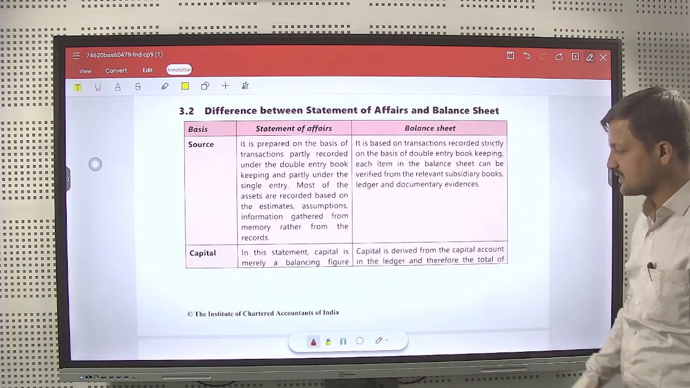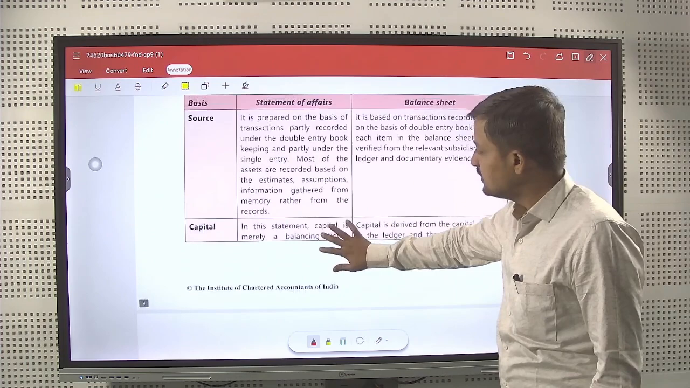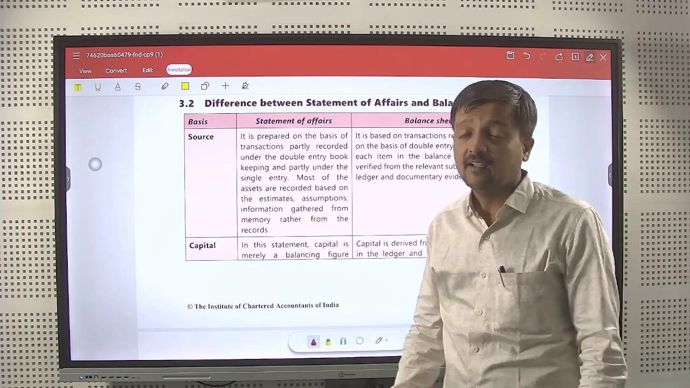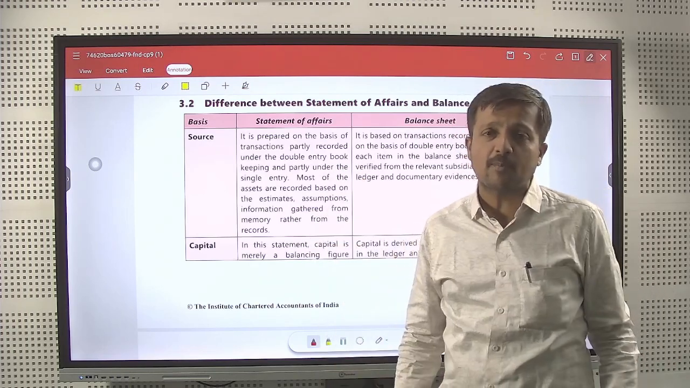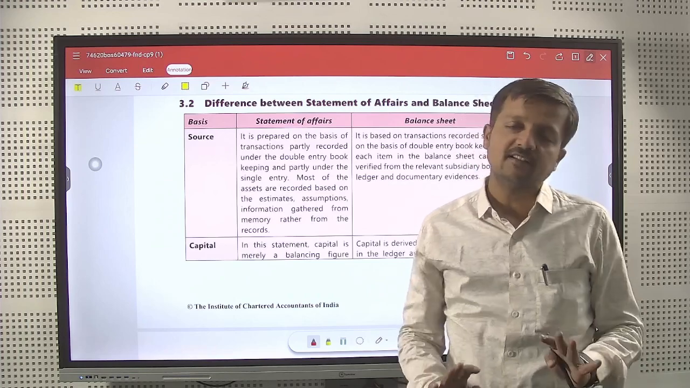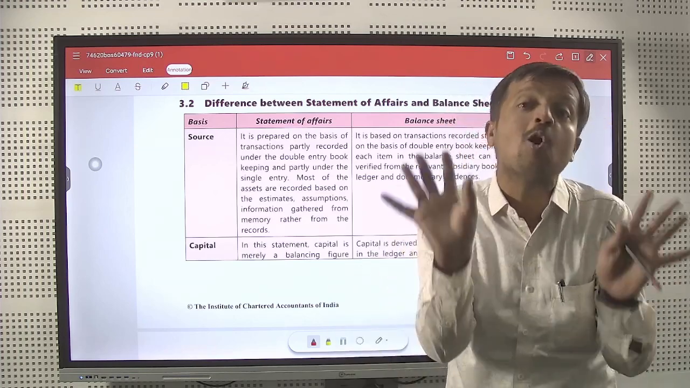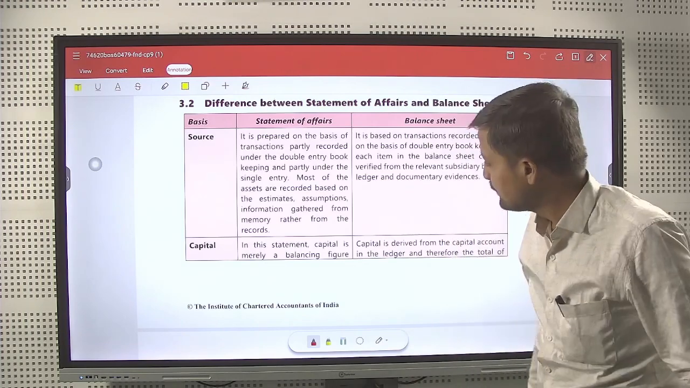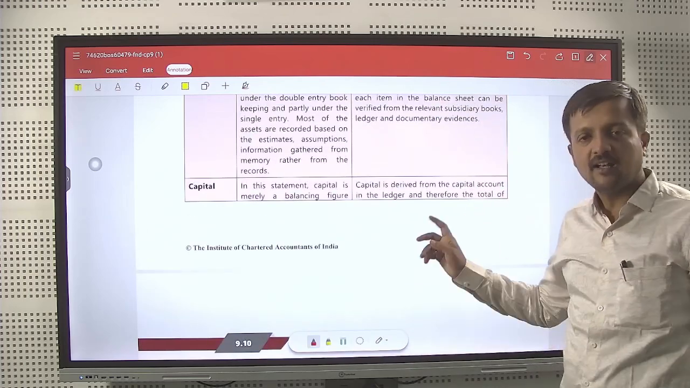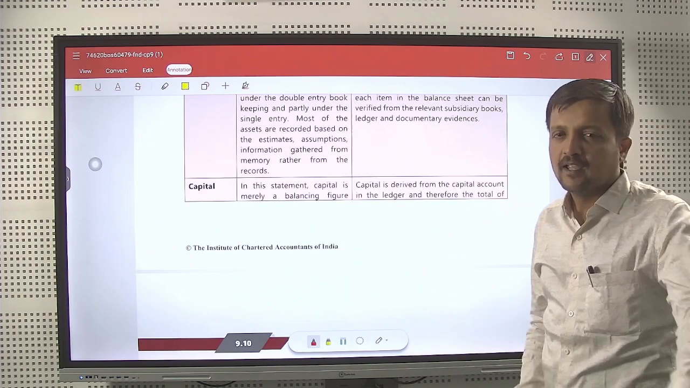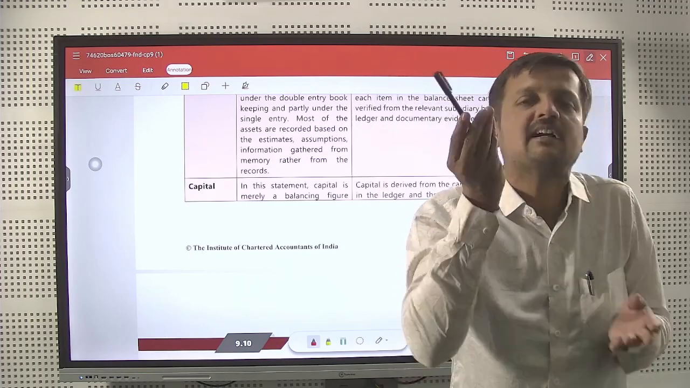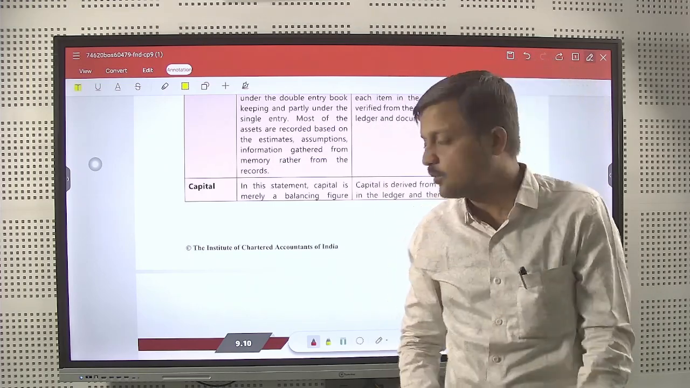Then next is, here the capital, in the statement of affairs, whatever capital we get is not the actual investment of the proprietor, it is the balancing figure. So if you have taken assets wrongly, then certainly your capital will also be wrong. That you need to remember. Then next is, here the capital is derived from the ledger. We prepare it in the ledger account. If you remember in your first year, while drawing the ledger account, first account would have been cash and next account would have been capital. Okay, the next.